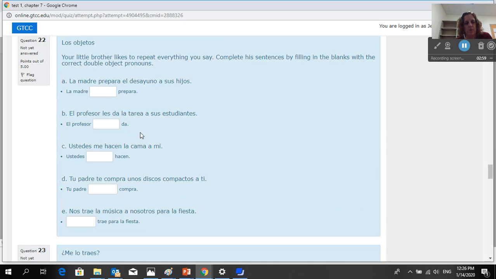Los objetos. Your little brother likes to repeat everything you say. Complete his sentences by filling in the blanks with the correct double object pronoun. So you need to identify the direct object and the indirect object. Replace them with their pronouns and plug them in here.